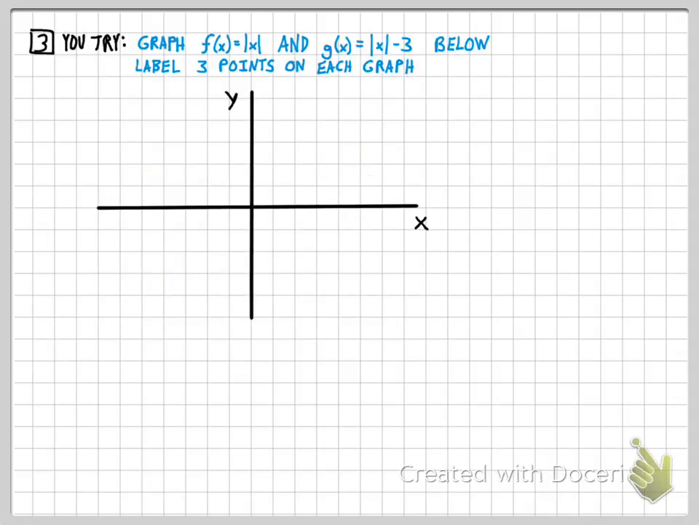Alright, box 3 is a you try. Again, we have a function that you are familiar with, a common function, absolute value. And then you're going to think about a related function, which is that same function, but this time absolute value minus 3. Okay, take a minute, see if you can do those 2 graphs, and again, see if you can label any 3 points on each graph.